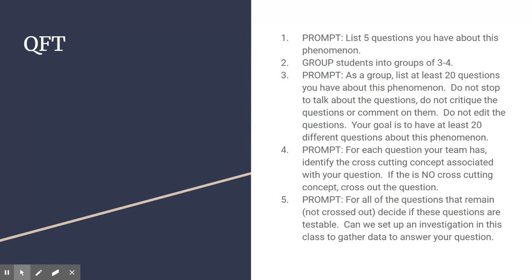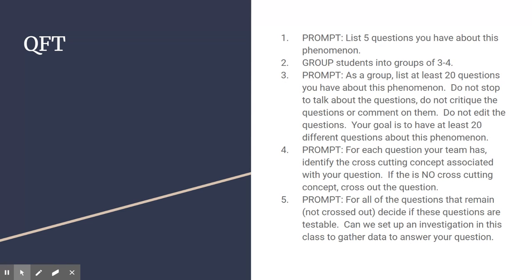Once students are done, or you've set your timer and you've pushed everybody to those 20 questions, the next prompt would be, for each question your team has, I'd like you to identify the cross-cutting concept associated with your question. Now, you might have to direct students' attention to perhaps posters you have where cross-cutting concepts are. If you have small cards that the students keep at their desks, one student could pull out their cross-cutting concept cards. It's really not expected that students would have these memorized, right?